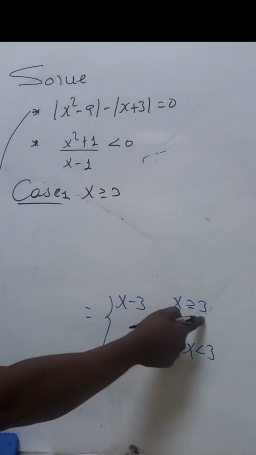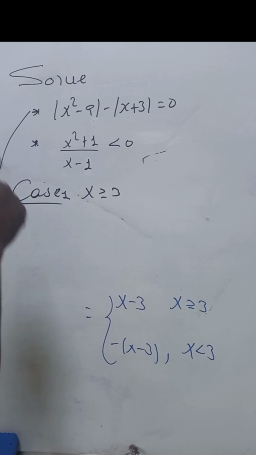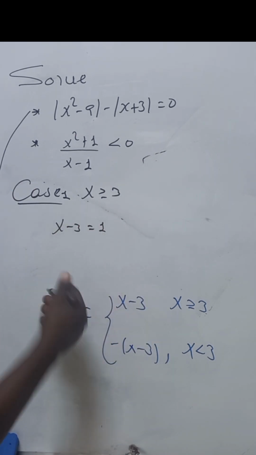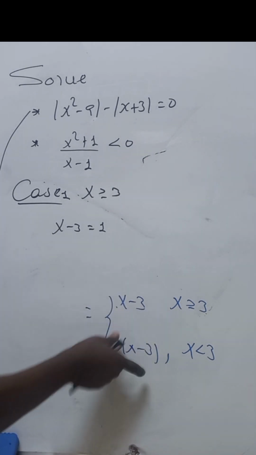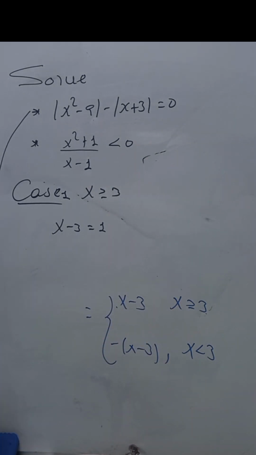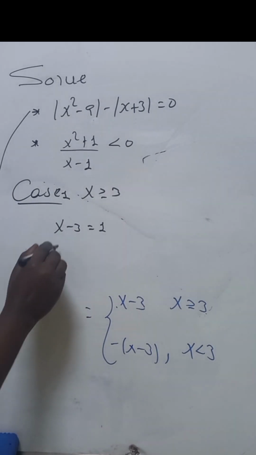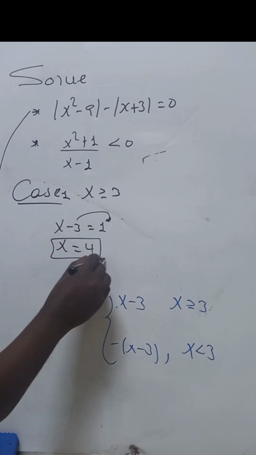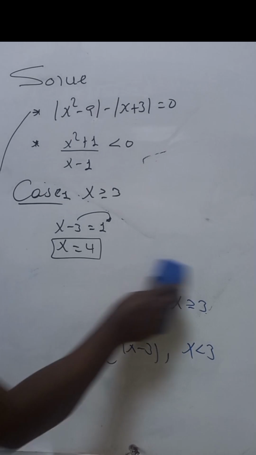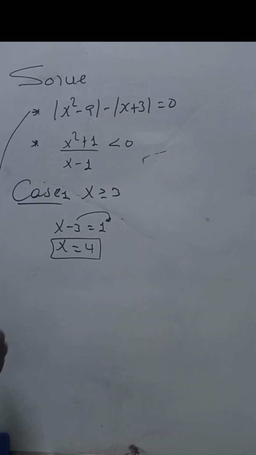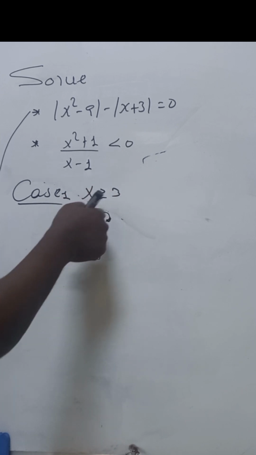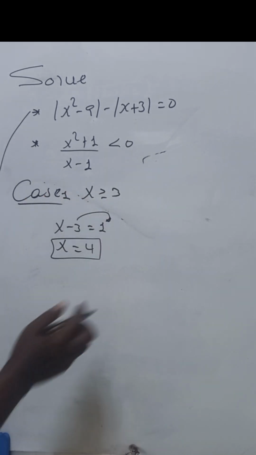For x greater than or equal to 3, the modulus is equal to 1, so it will be x minus 3, which is 1. Because this value is positive, there is no need to insert the modulus symbol. So x equals 3 plus 1, we move it to the right, which will be 4. One value for x is 4, and the other value for x will be 1. Since 4 is greater than or equal to 3, it can be a solution.